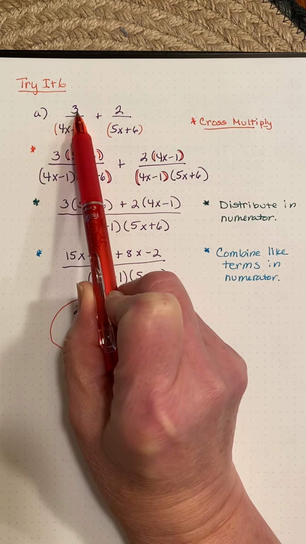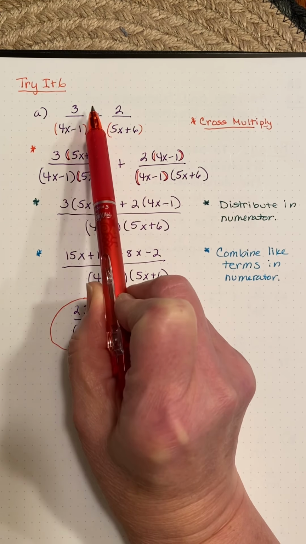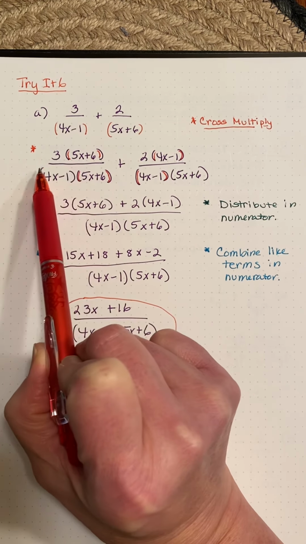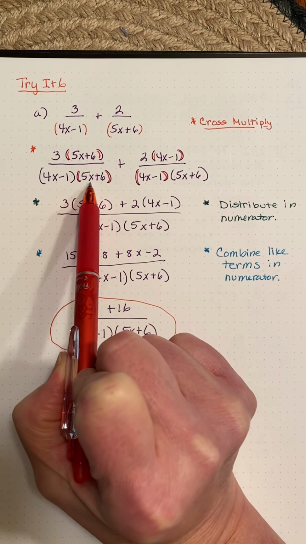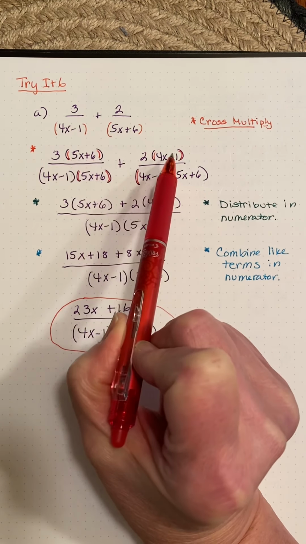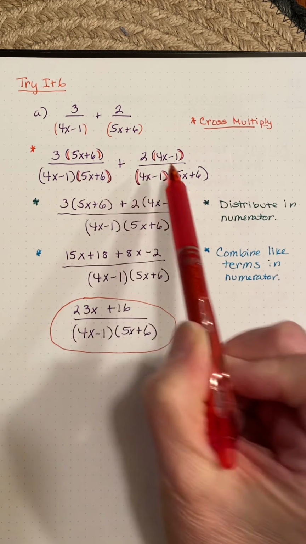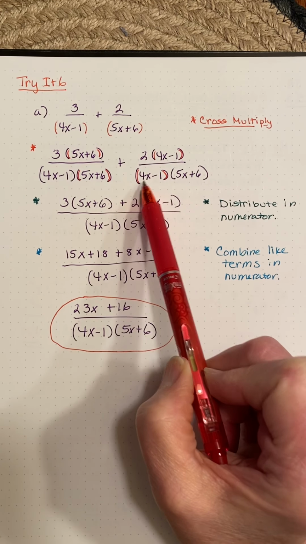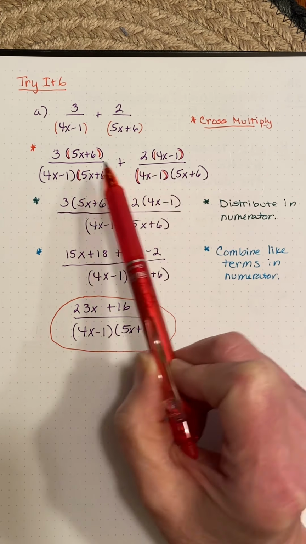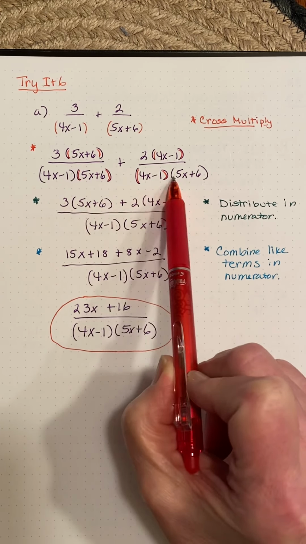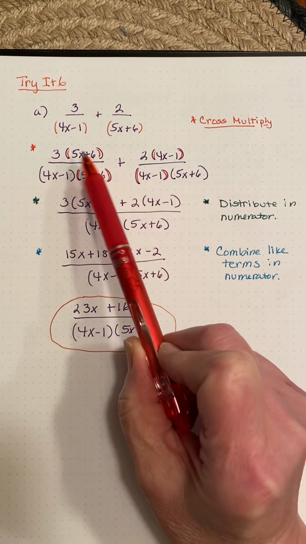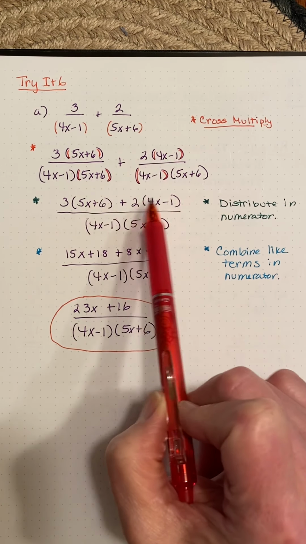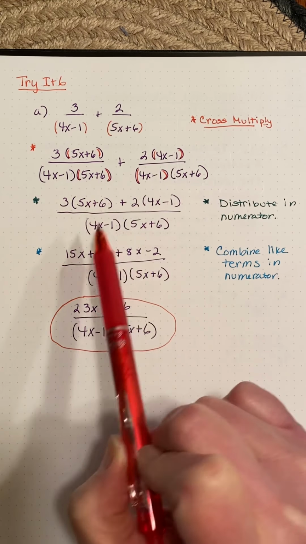So multiplying this fraction by 5x plus 6, both in the numerator and the denominator, I end up with 3 times 5x plus 6 over 4x minus 1 times 5x plus 6. I do the reverse cross multiplication on the other side and end up with 2 times 4x minus 1 over 4x minus 1 times 5x plus 6. I put it in the same order because I need that commonality in the denominators. So I end up with this value right here plus this value right there over my common denominator here.